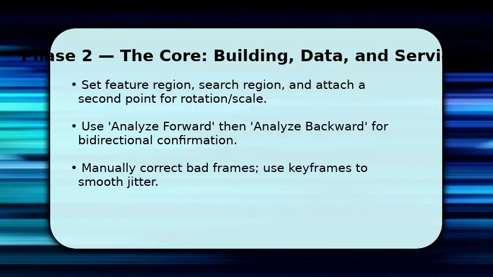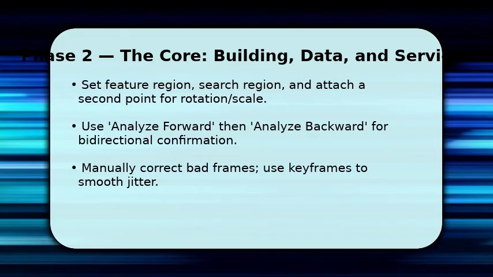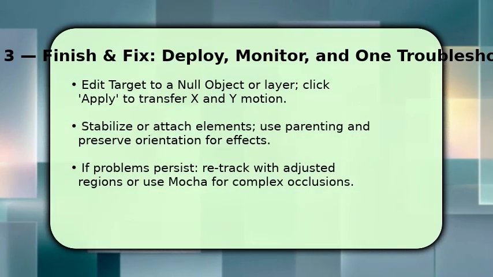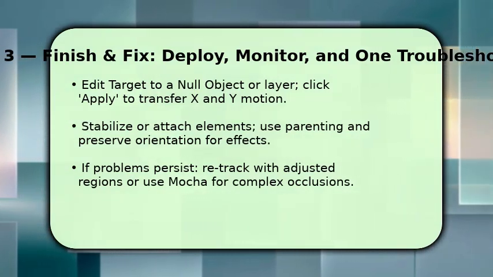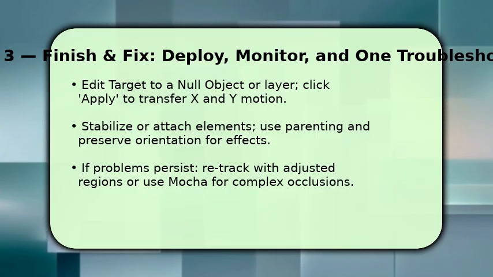Once tracking finishes, inspect keyframes and apply minor smoothing or spatial interpolation to remove small jitters before you apply the data to a null or layer. Now choose the track target, usually a null object, so you can reuse the data non-destructively.